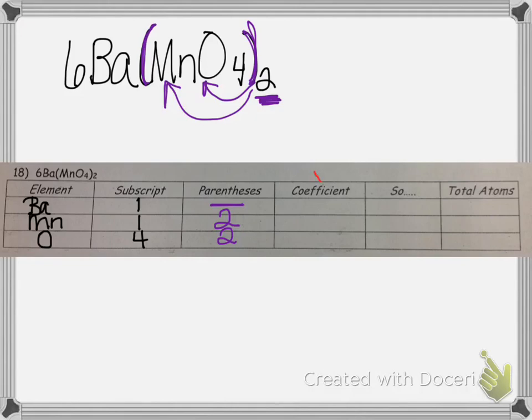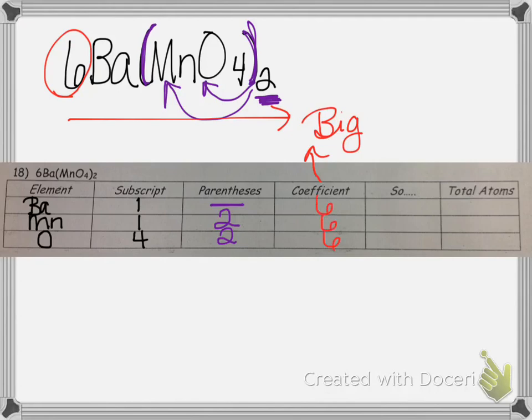Now we're going to look at the coefficient. The coefficient is the big number, okay? In this example, it's 6. A coefficient affects everything that's right behind it. Everything. So this coefficient affects the barium, the Mn, and the oxygen, okay? Now that we've written down the subscripts, the parentheses, and the coefficients, we take those 3 numbers for each element and multiply them to find out the total number of atoms.